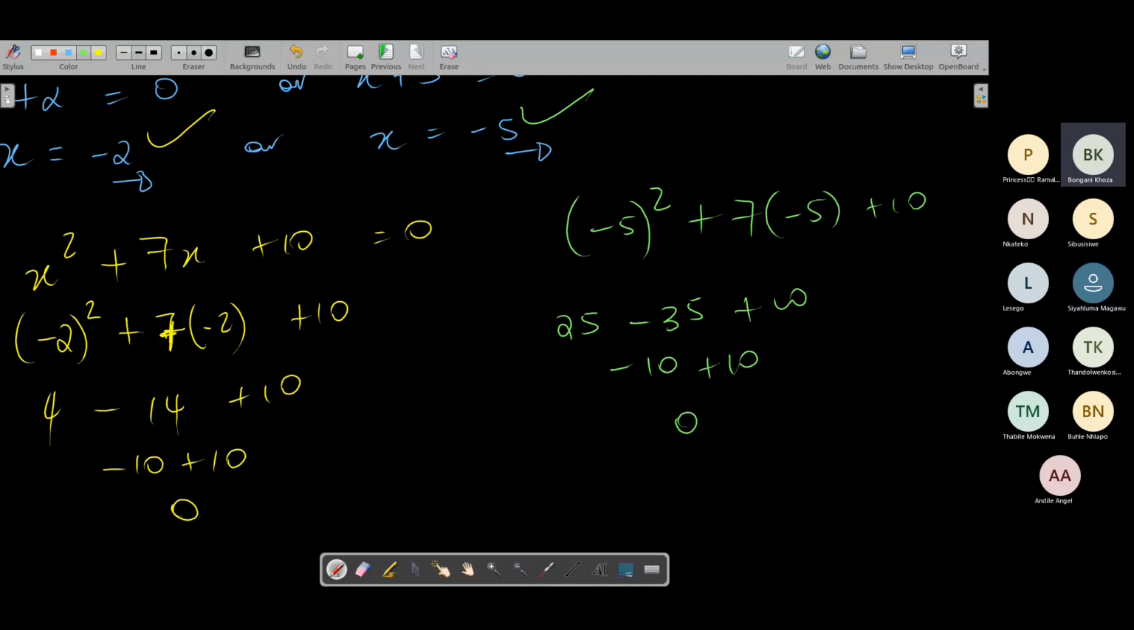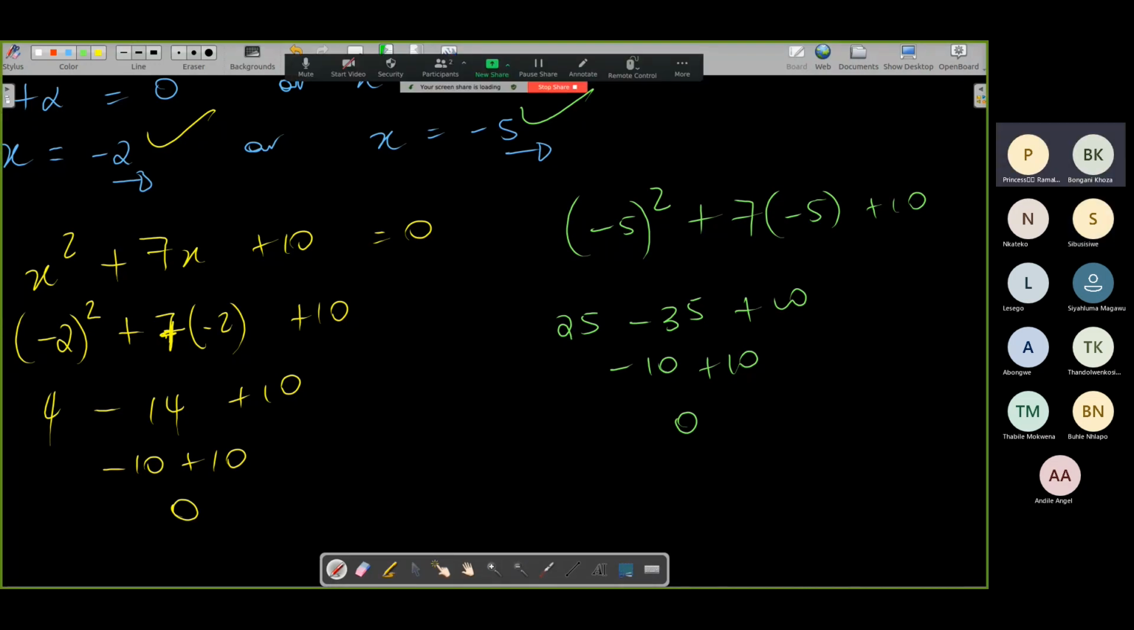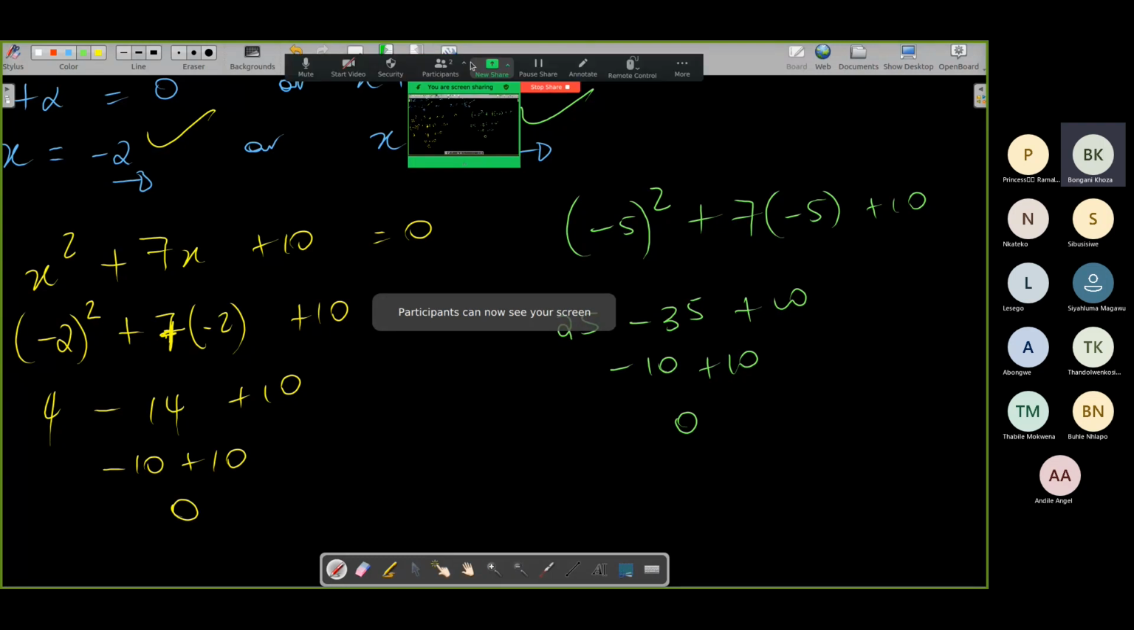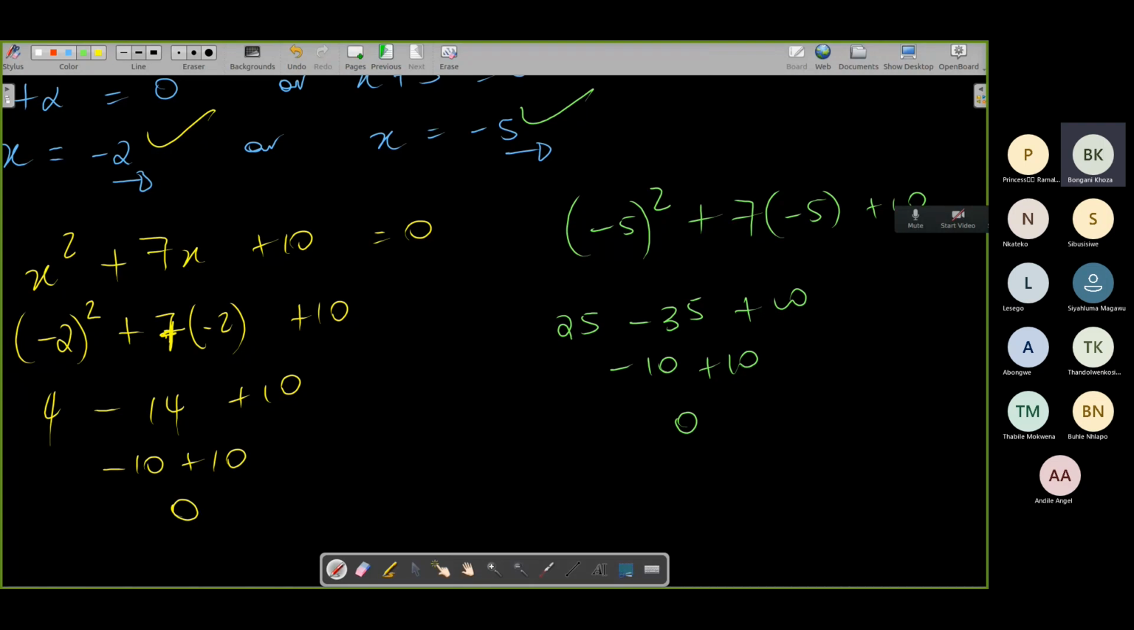Can I just add one thing for the person on Zoom? Can the person on Zoom hear me? Can you hear me? Yes, sir. All right. Can you see my screen? Yes, sir. All right. Good.